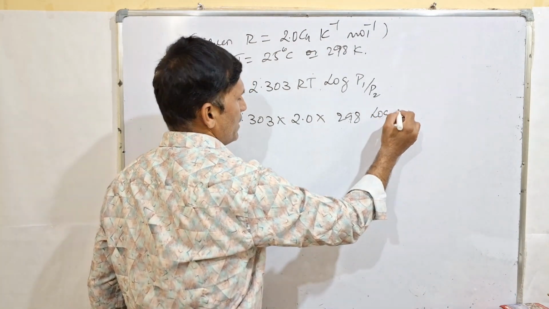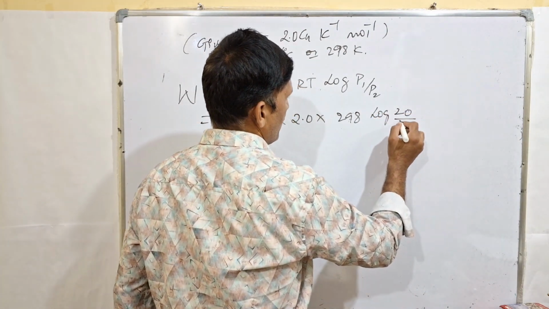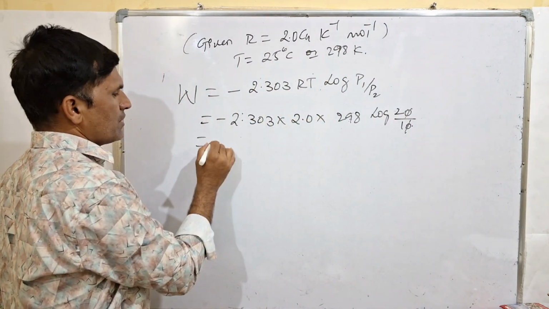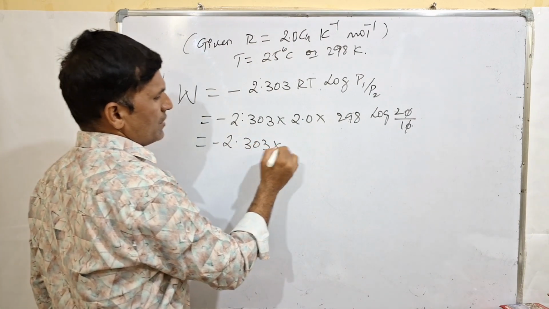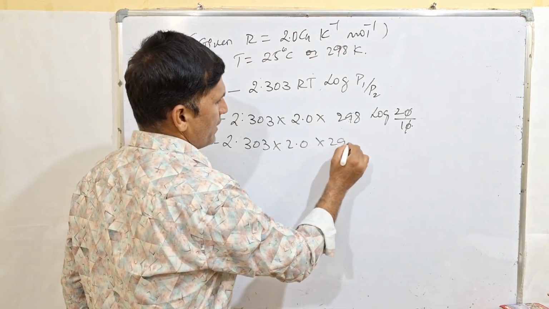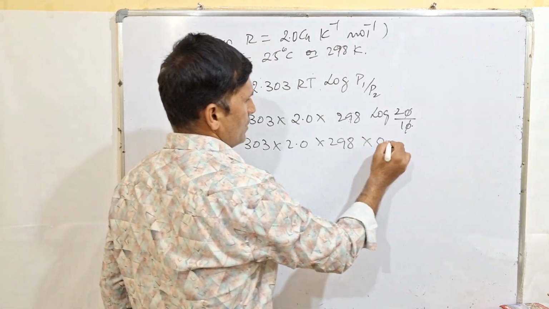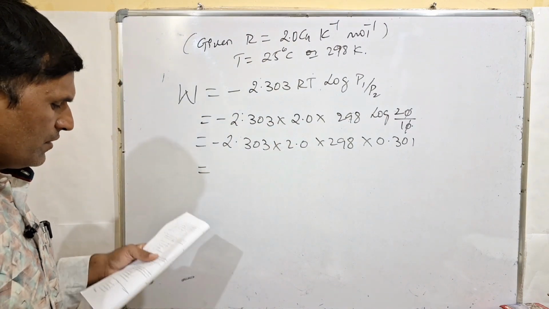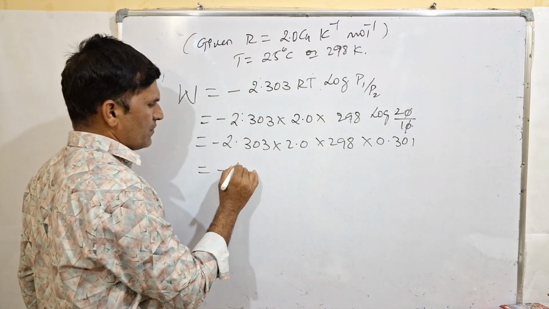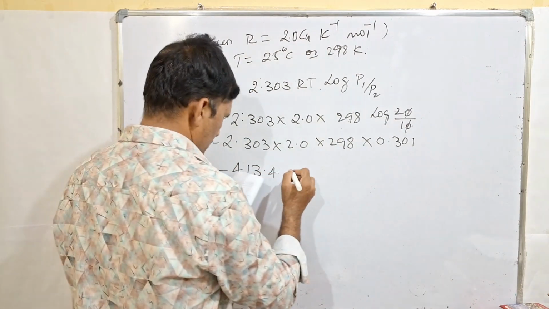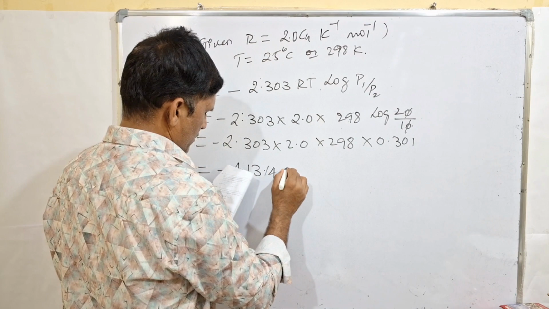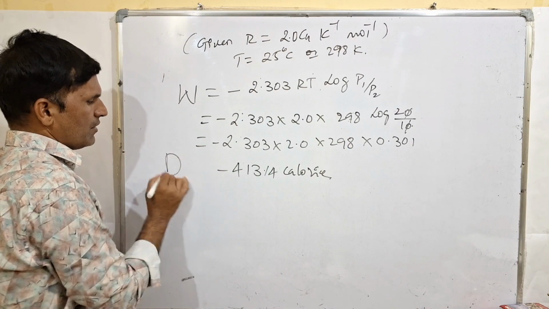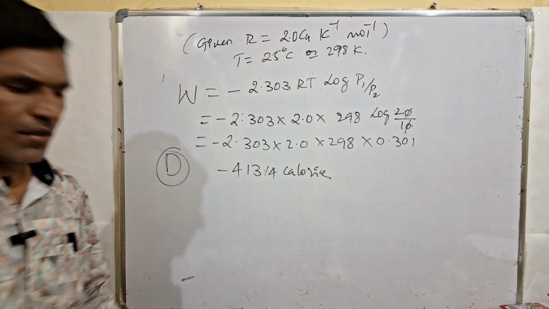Also substitute the log, which turns out to be 20 divided by 10, so it is log 2, whose value is already given. You substitute 2.303 into 2.0 into 298 into 0.301. If you simplify this, your answer will be minus 413.414 calories. And that option given in your question paper is option D.